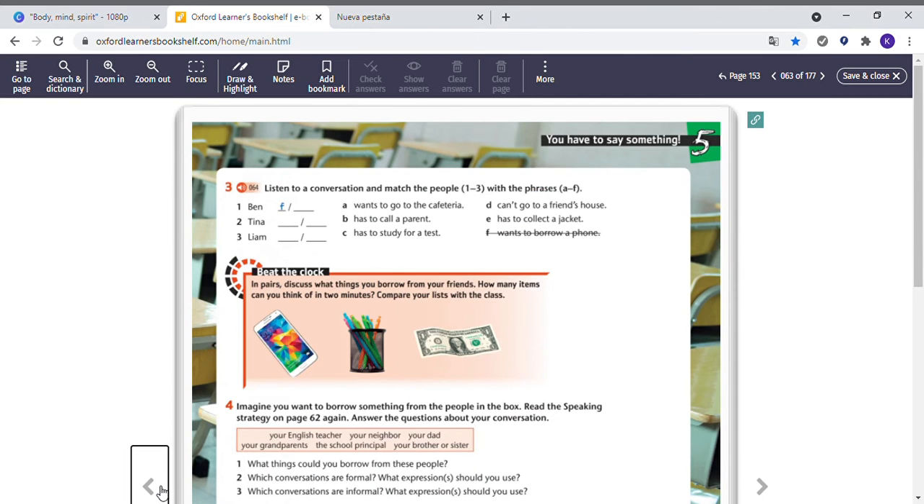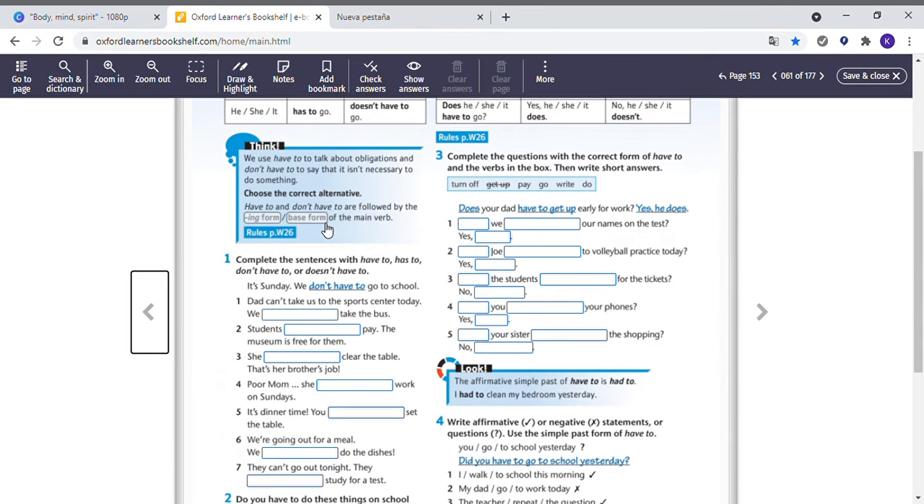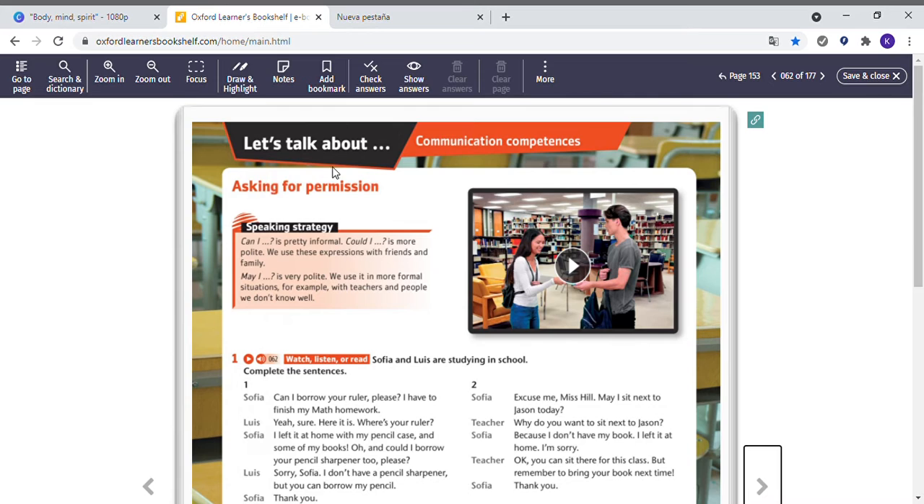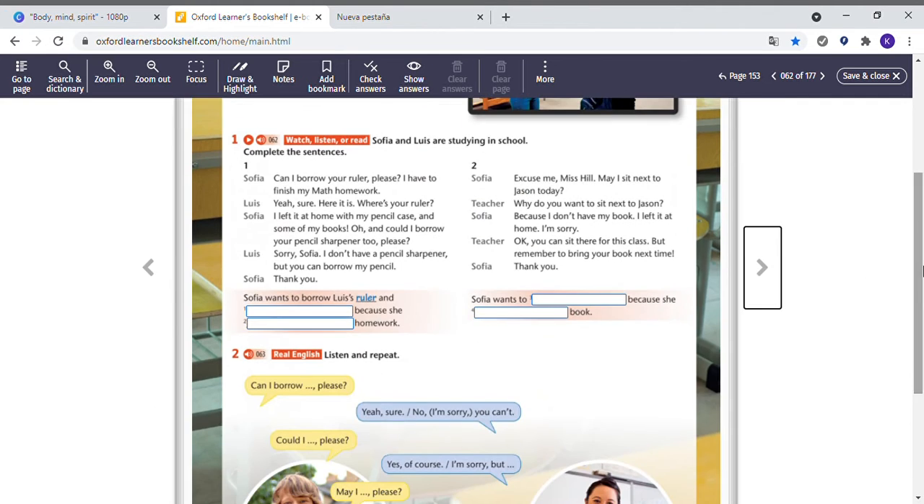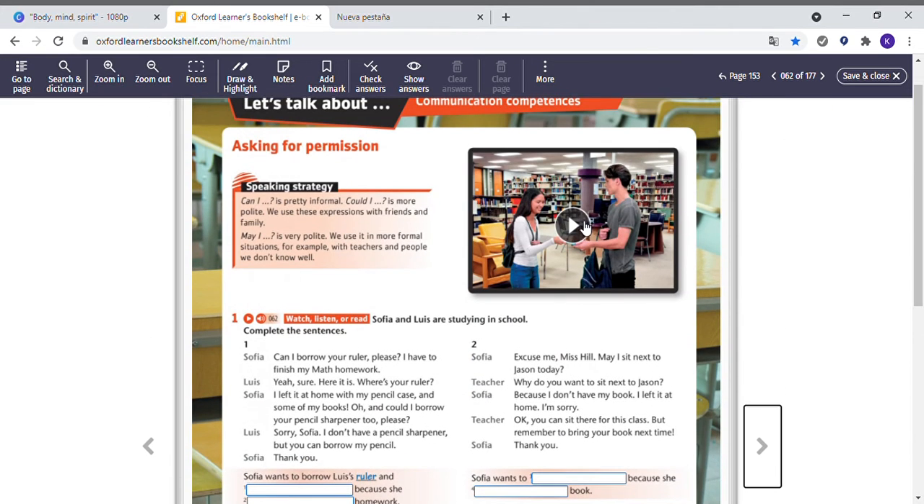Okay, here we have some exercises related to don't have to, and questions. So you have to complete them. And here, let's talk about asking for permission. These are dialogues, so you have to complete them because they are real English. So you have to watch this short video and then complete the conversation, right?